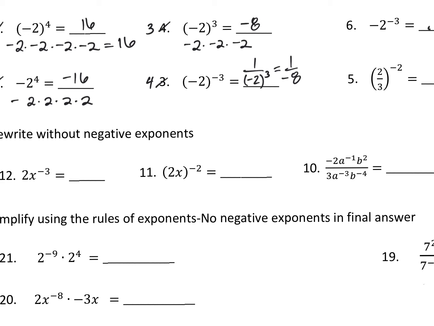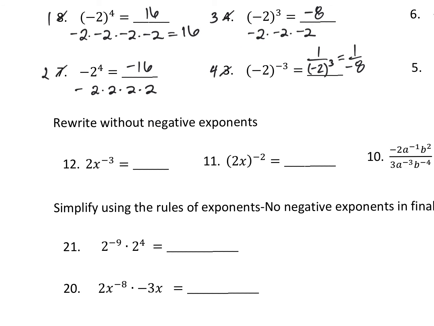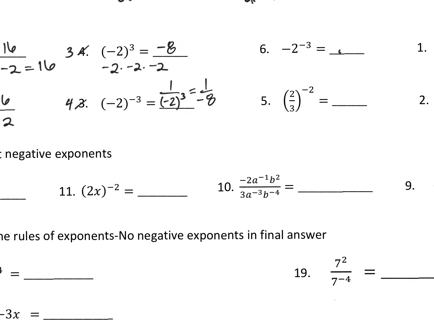Yes. Unless there's a coefficient, like when we get to number 12, it's not going to be a 1. It's going to be a 2, but we'll get there. If it's just a number to a negative exponent, it's 1 over. Because remember that you can write it as a fraction, negative 2 over 1, and then do the reciprocal.